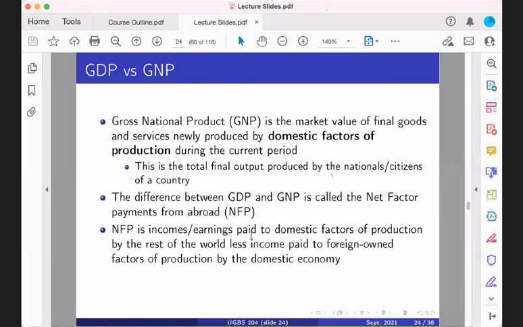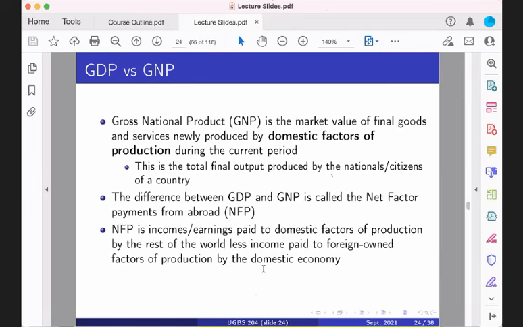So NFP is incomes, just a minute. Okay, so NFP is the incomes or earnings paid to domestic factors of production by the rest of the world, less income paid to foreign-owned factors of production by the domestic economy. So that was what I was explaining. The net factor payments from abroad is incomes or earnings paid to domestic factors of production by the rest of the world, less income paid to foreign-owned factors of production in the domestic economy. So the contributions of, say, Ghanaians abroad, less the contributions of foreigners in the domestic country. That is what we call the net factor payments from abroad.